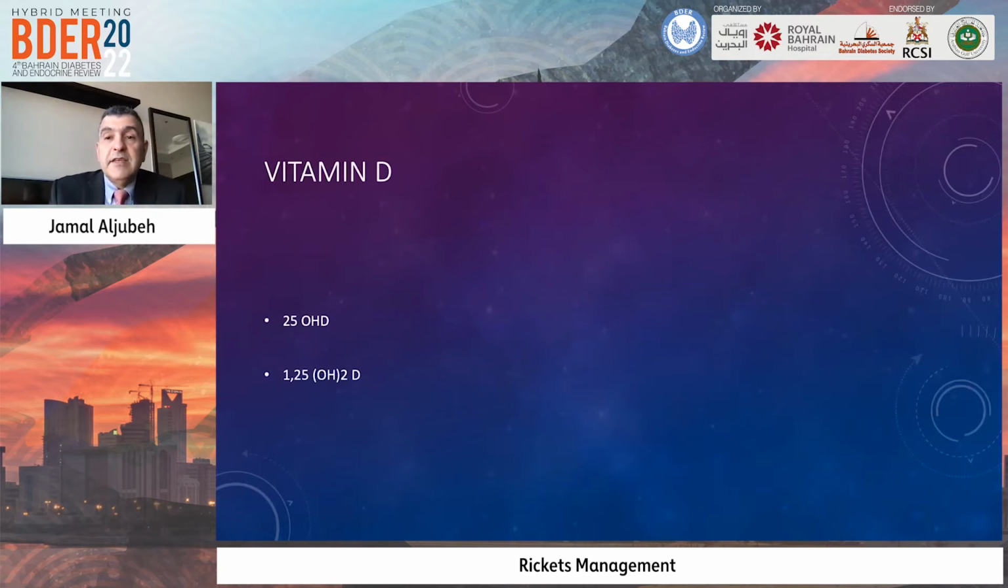25-hydroxy vitamin D is used for the diagnosis of vitamin D deficiency. 1,25-dihydroxy vitamin D is not easily or routinely available in many labs. If we are suspecting nutritional rickets, then we don't need to do it. But if we are suspecting other rare types of rickets, then it will be very helpful.